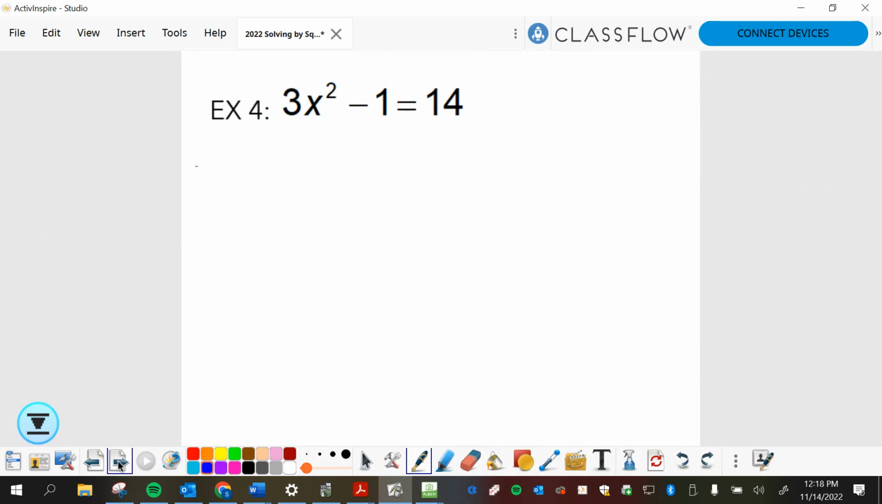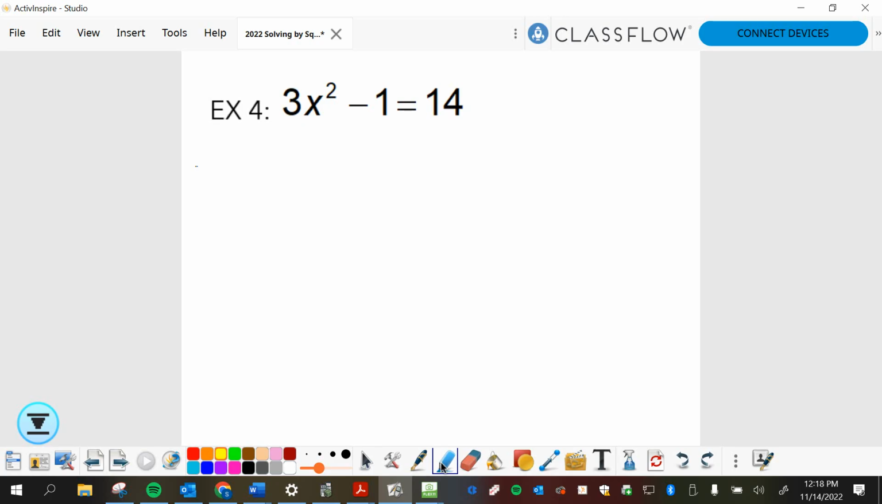Okay? All right. 2 more. They go quick. All right? Let's think about this one. 3x squared minus 1 equals 14. Is there a bx term? Nope. No bx term. So we're good. We have to isolate the squared term. So we got to think, what is the squared term? What is being squared in this problem?